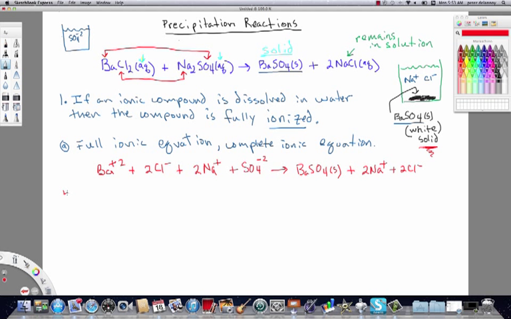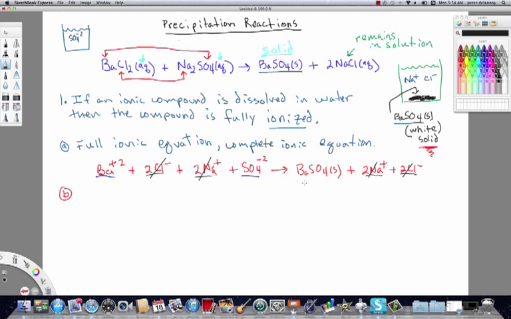Now, in the last part of this, what we're going to do is write the net ionic equation. And in the net ionic equation, the only ions that are going to be shown will be the ones that are responsible for producing the solid. So what we're going to do is go through the complete ionic equation, and we're going to cancel out the ions that appear on both sides of the equation. All right, and notice that the chlorides are on both sides of the equation, and the sodiums appear on both sides of the equation. So we go through and we're going to cancel these, just like in a regular math problem.